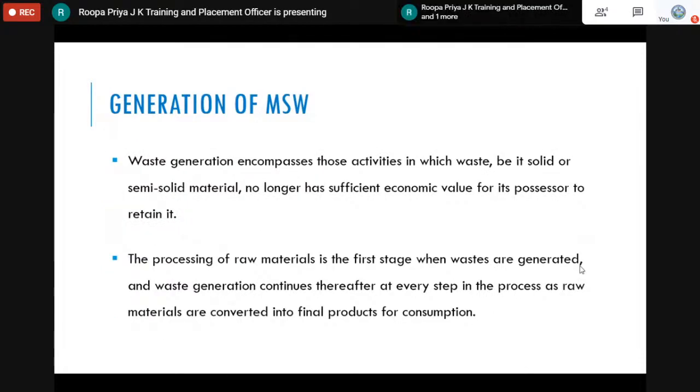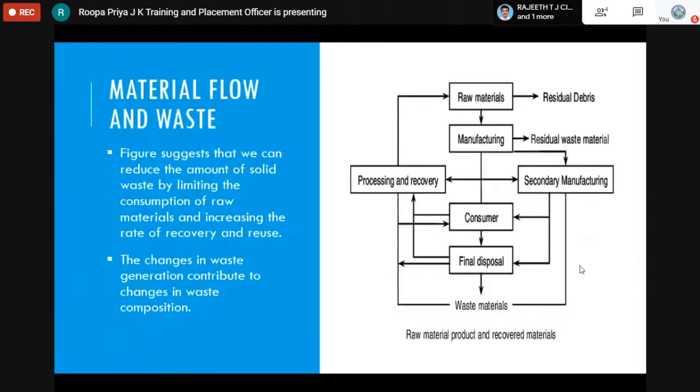The waste generation encompasses those activities in which the waste, be it solid or semi solid material, no longer has sufficient economic value for its processor to retain it. The processing of raw materials is the first stage when wastes are generated, and the waste generation continues thereafter at every step in the process as raw materials are converted into final products for consumption. So this is the material flow of waste.